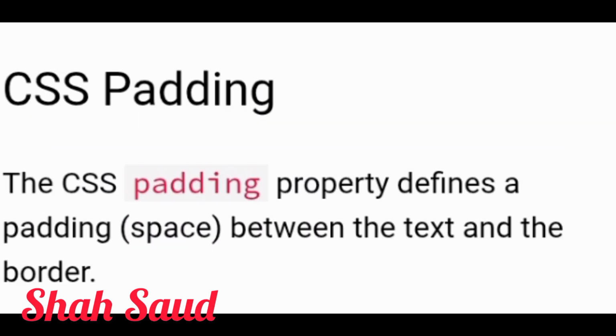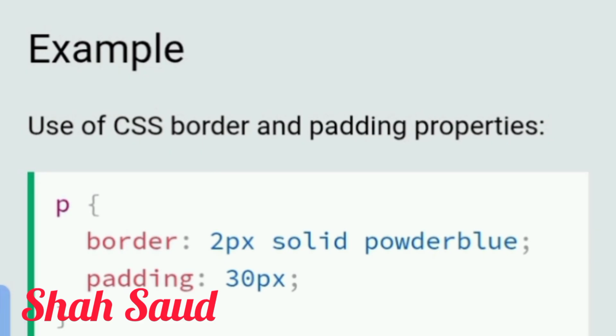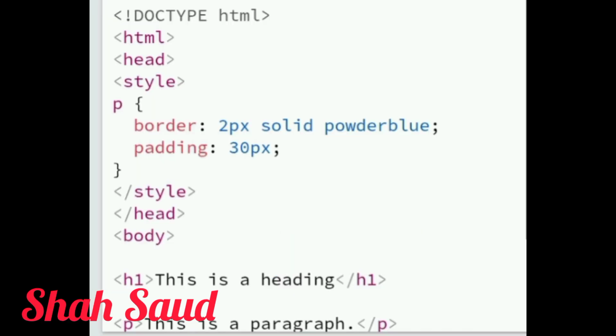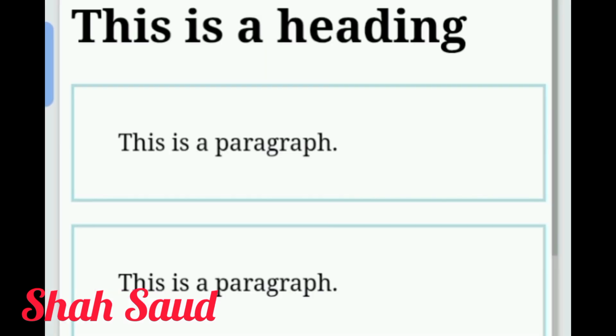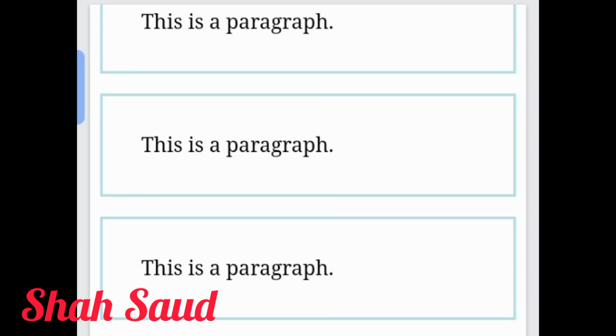Now the padding property defines a padding, that is the space between the text and the border. We will give this type of coding, that is border is 2px solid blue and padding is equal to 30px. So this is the proper coding in the HTML page, and after applying this code we will get this type of result. This is a paragraph and we see that the borders are blue. You can see the borders are blue.